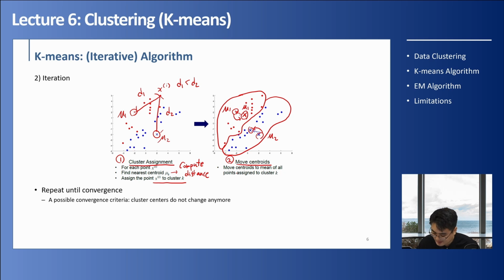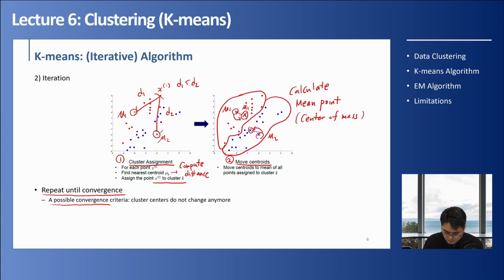So we're going to calculate the mean point of our data points. This could also be considered as calculating the center of mass, simply calculating the mean point. Then we repeat the cluster assignment step and the moving the centroid step until it reaches some convergence. One possible convergence criterion is when our cluster centers do not change anymore.